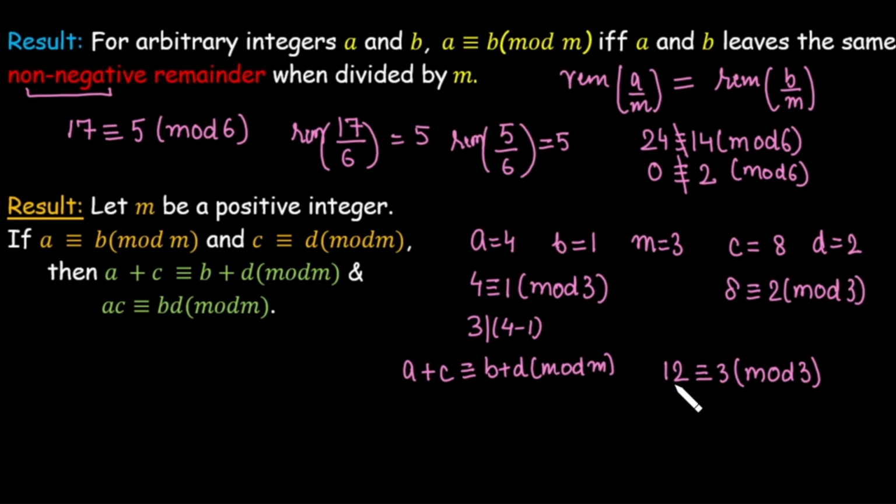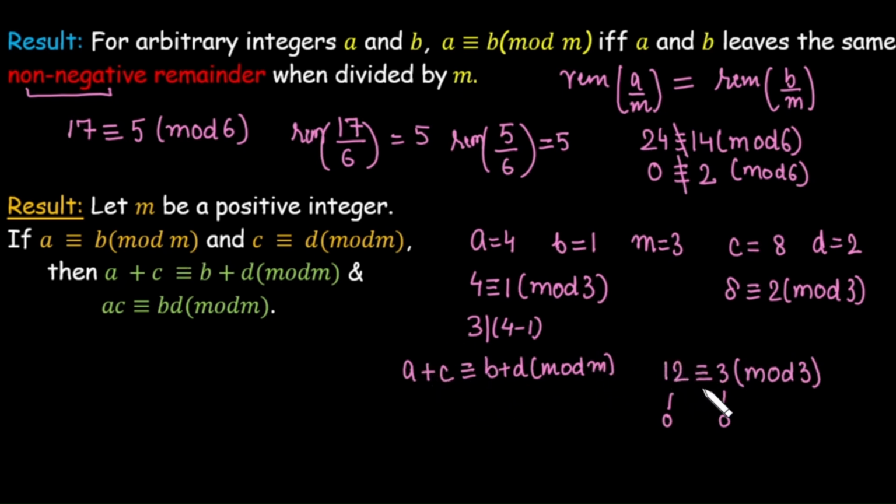If we calculate the remainder, 12 when divided by 3, remainder is 0. 3 when divided by 3, remainder is 0. Both sides the remainders are same, it means they are congruent. In short, A plus C is congruent to B plus D mod M for every integer.